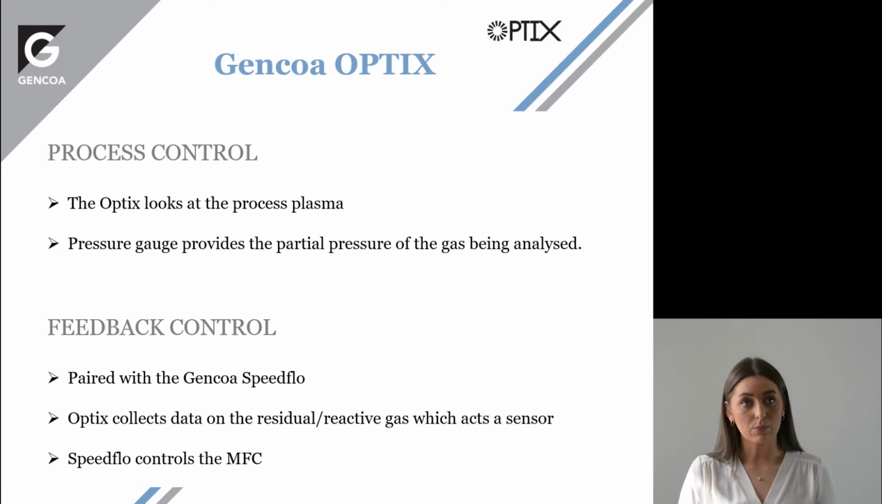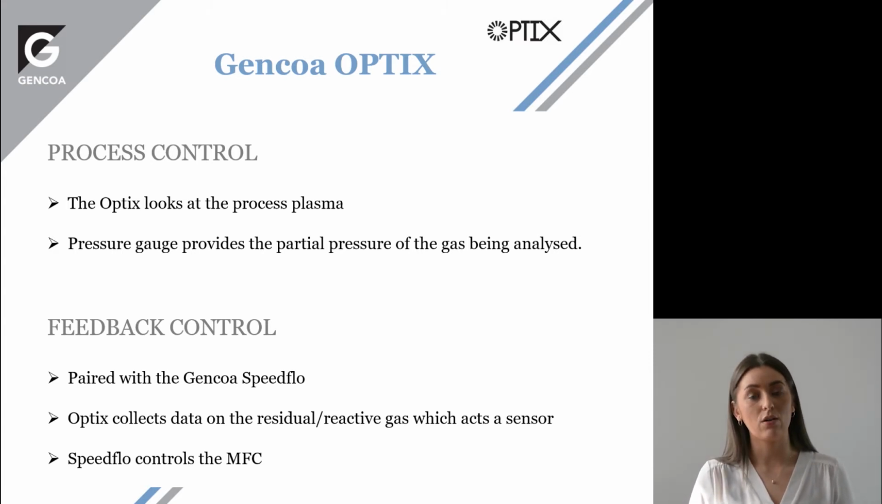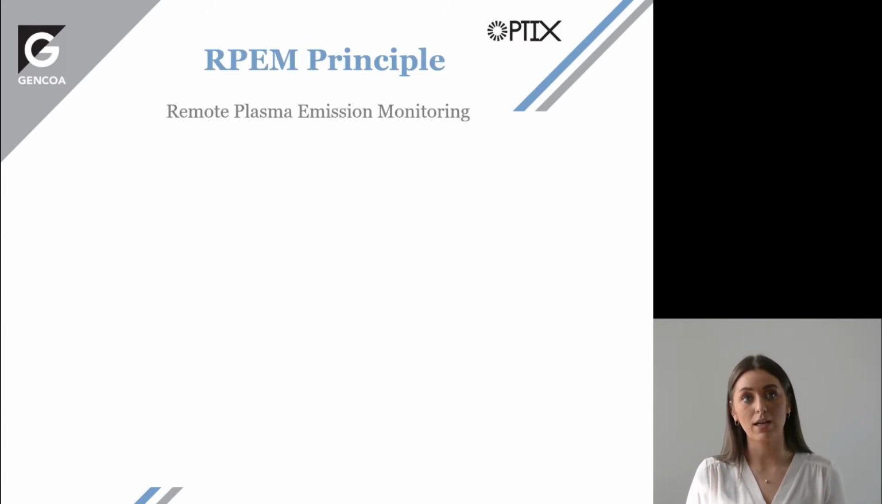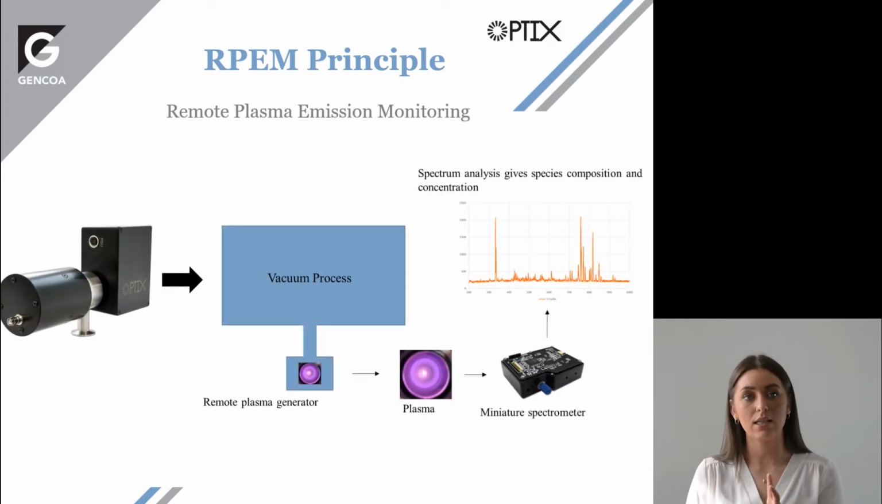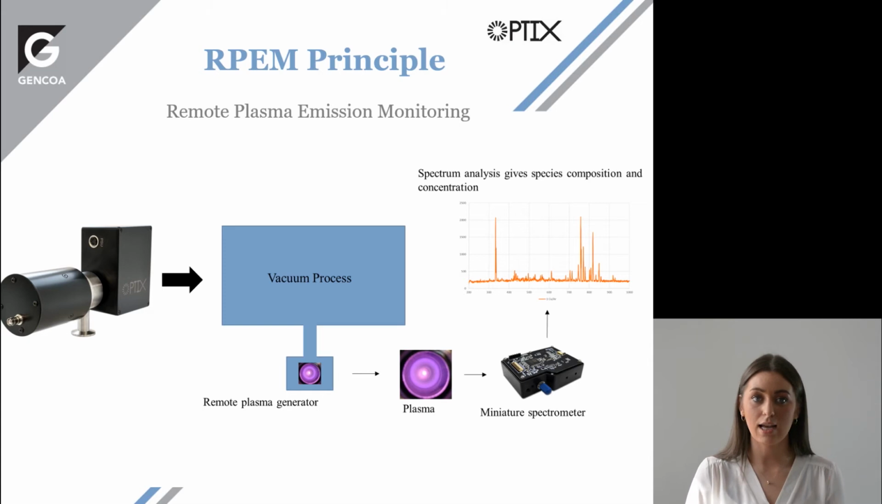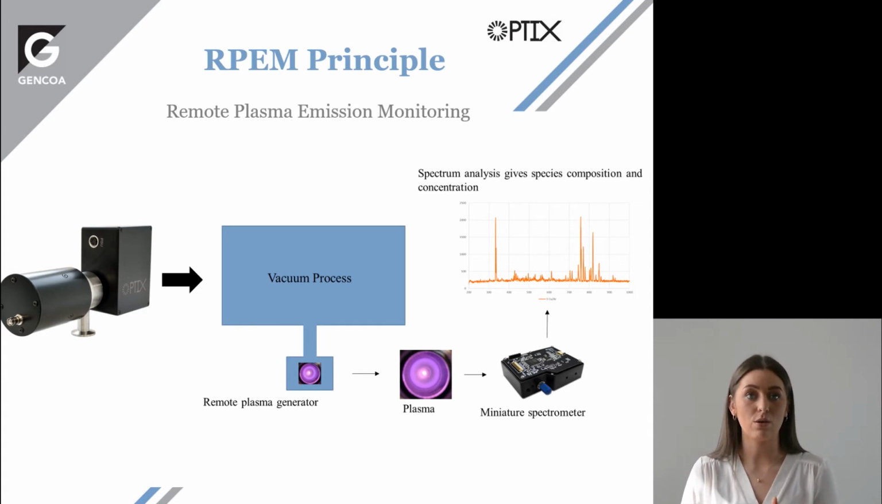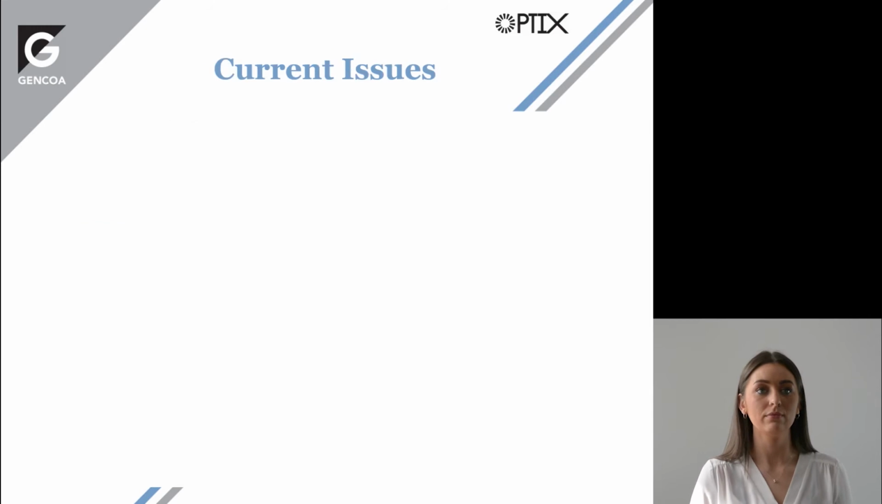And the principle for the Optix is the remote plasma emission monitoring. So what it is, the Optix is attached onto the side of your vacuum chamber. It creates the remote plasma and collects the information, which is fed through the miniature spectrometer, and then the spectrum is displayed on our very sophisticated software, which will automatically identify the species present in the system, giving you analysis of the species composition and concentration.